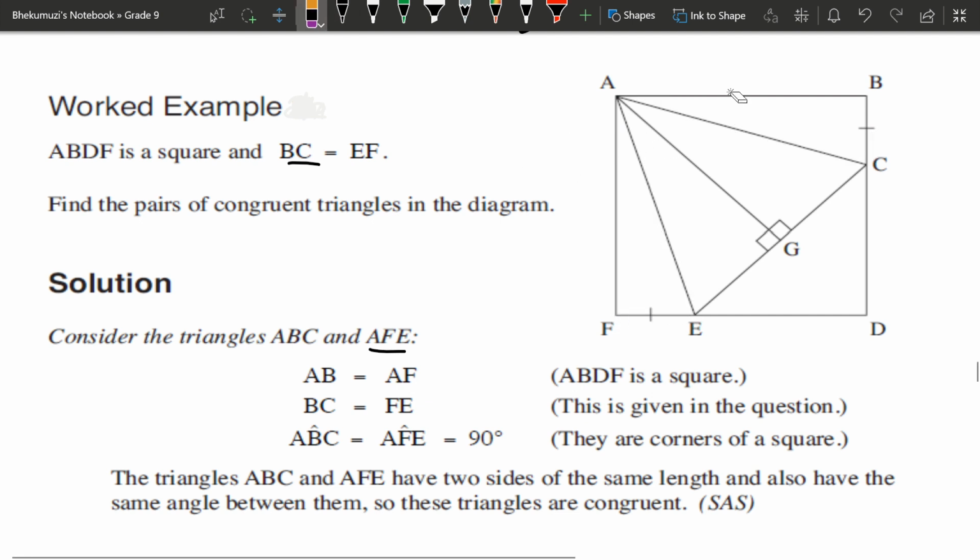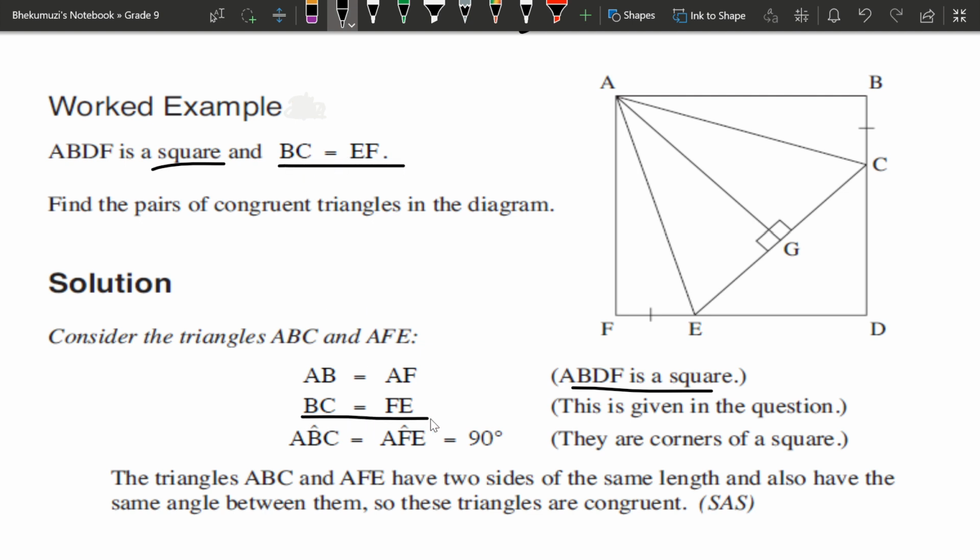And as you can see with these two, what can you see? The first thing that we can say is that AB, which is that length from A to B, is the same as AF. Why? Because it is a square, and all sides of a square are equal, right? And then you were also given that BC and EF are equal, so BC, FE, or EF, doesn't matter the order, but this is given in the question, so that reason is given.